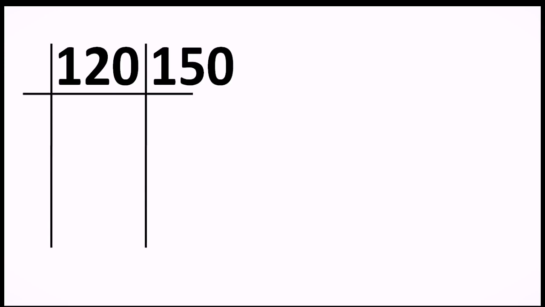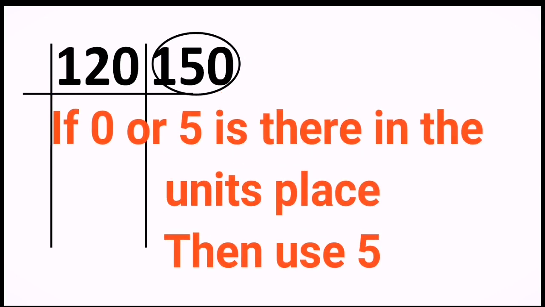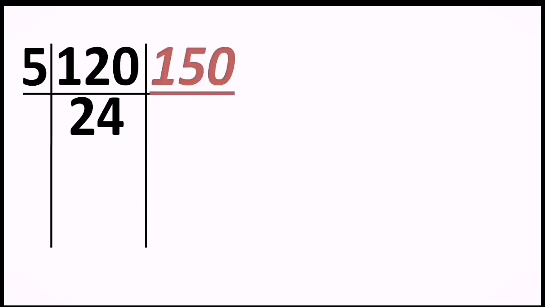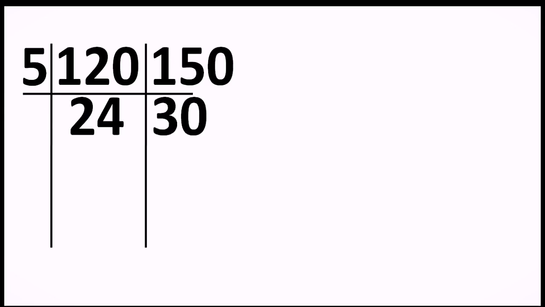There is 120 and 150 and I will try to find the prime factors of them together. If you observe, the numbers 120 and 150 both have 0 in the units place. So whenever 0 is there in the units place, which number do we choose? Yes, it's 5, right? When we divide 120 by 5, we get 24, and when 150 is divided by 5 it is 30, right?